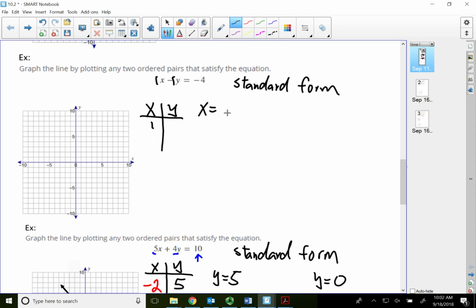Let's pick x equal to 1. So this is 1x, so that will be 1 times 1. I'm just purposely putting a 1 in front of it. Minus y equal to negative 4.